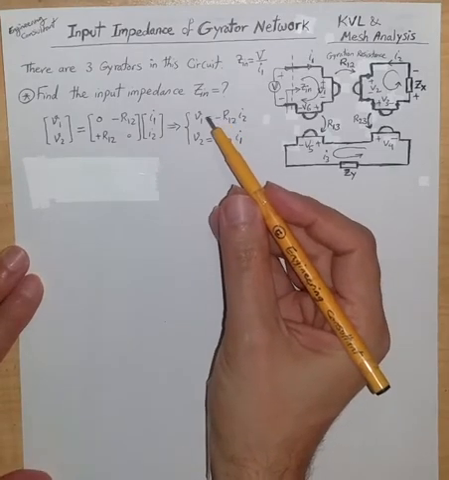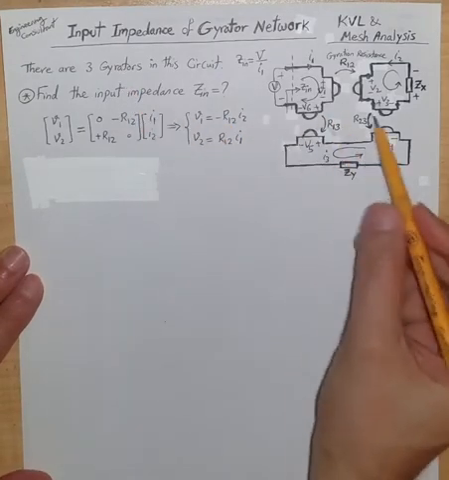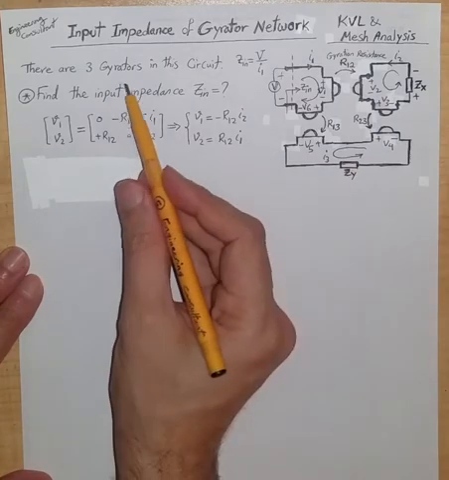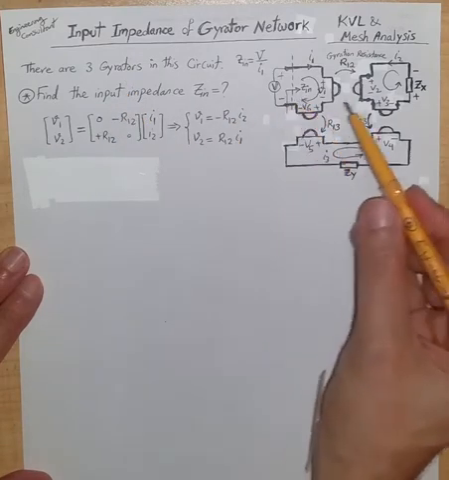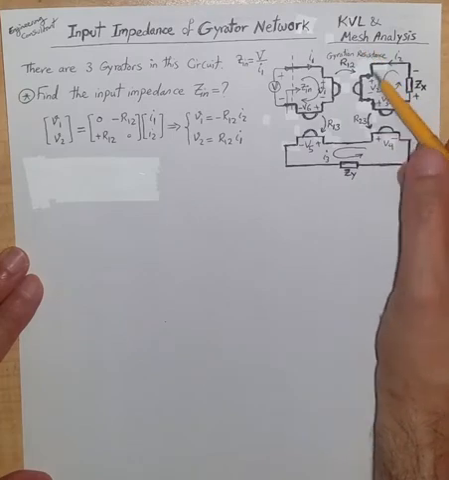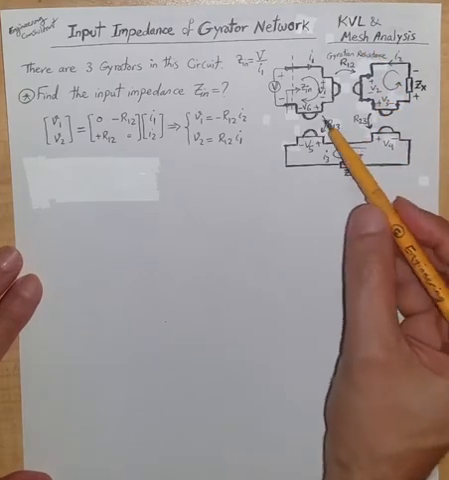In this example, we want to find the input impedance of a gyrator network. In this circuit, there are three gyrators, and we want to find the input impedance Zn. We want to use KVL and mesh analysis to achieve this.